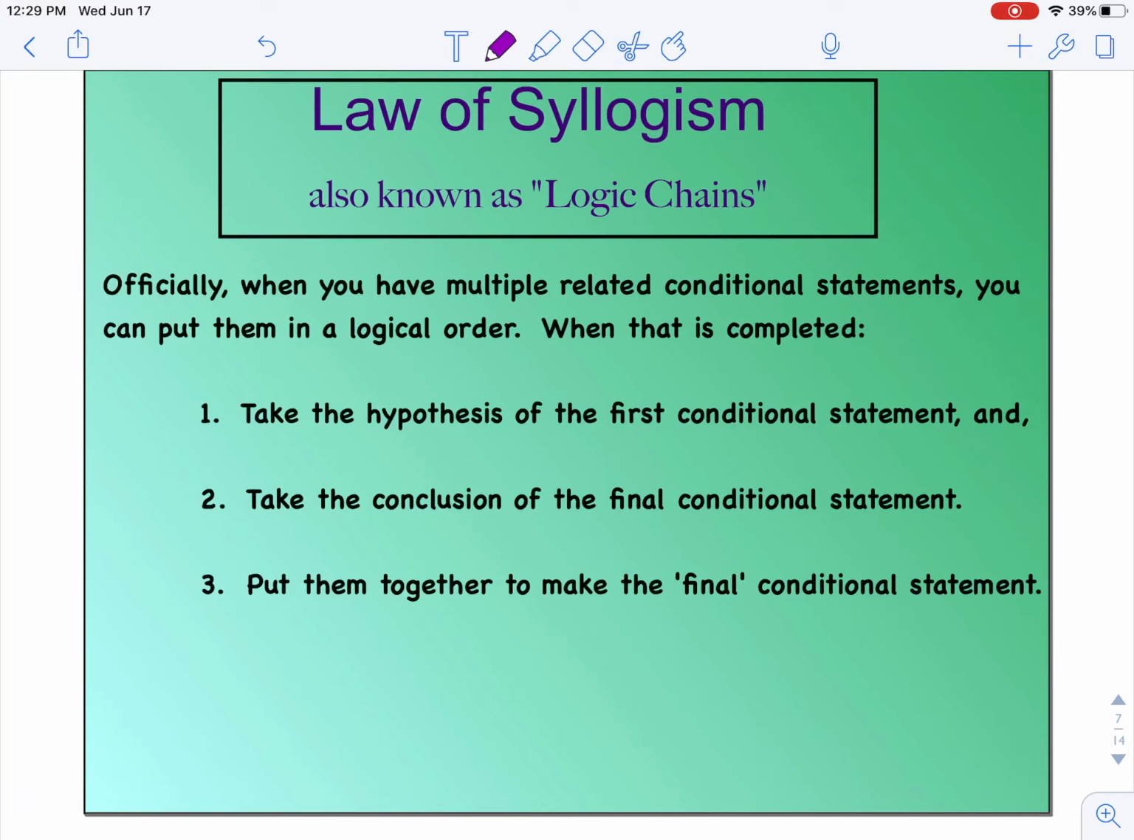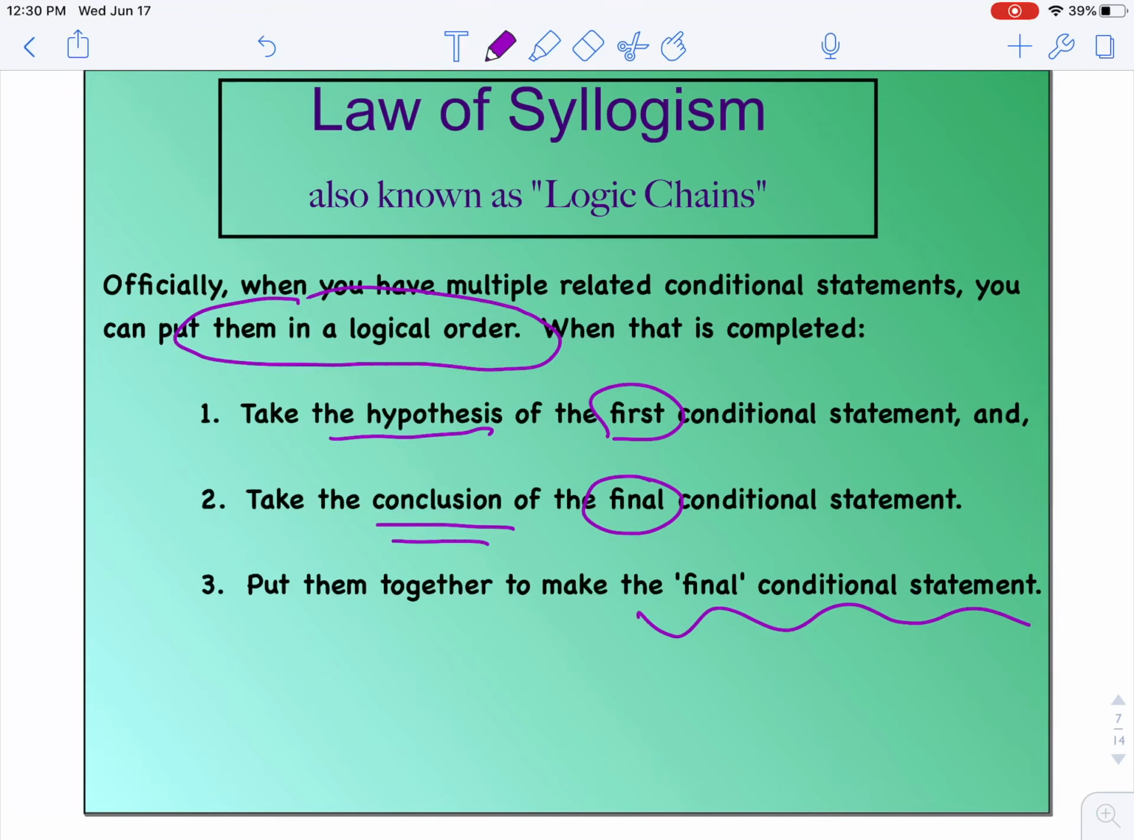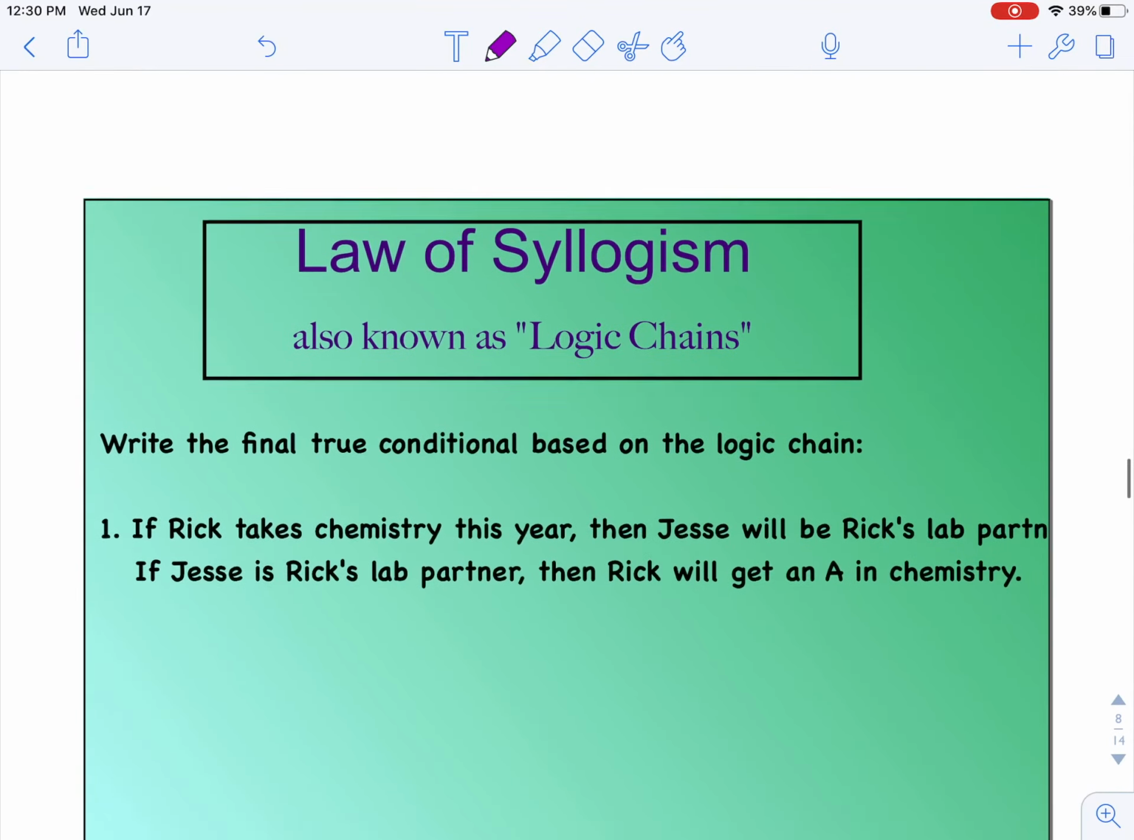So these are logic chains. When we have multiple related conditional statements, all about the same information, we need to make sure we put them in a logical order. When that's completed, we take the hypothesis of the first conditional statement and the conclusion of the final conditional statement, and we put them together to make a final conditional statement.